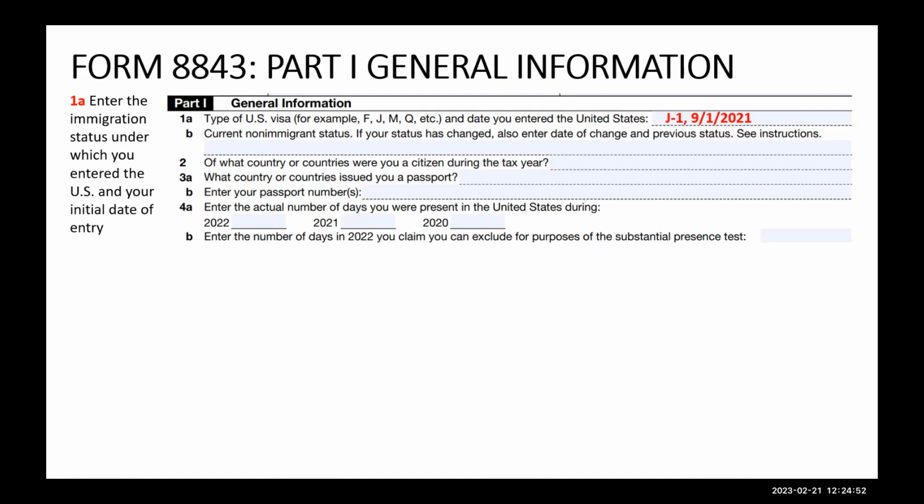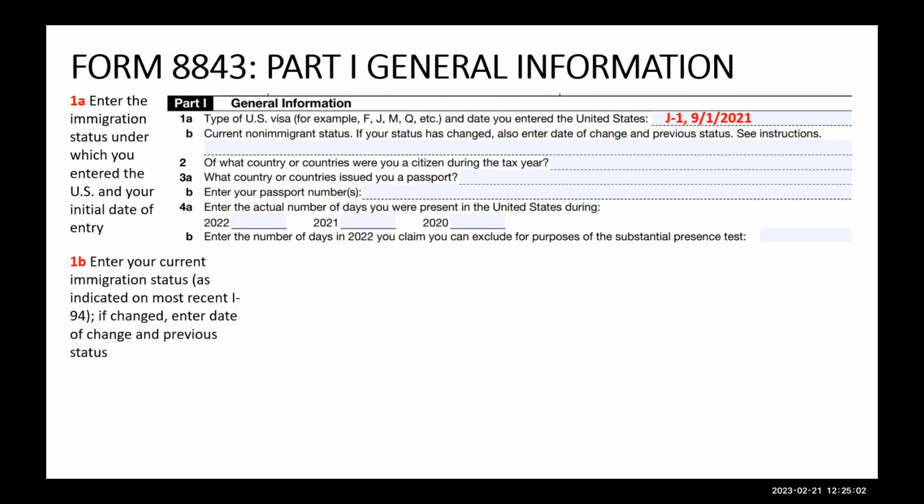Then next, they're going to ask you what your current non-immigrant status is. So here they're going to check and see if you've changed status or not. So I'm assuming most of you probably have not changed status. So you just put the same status in. If you did change, for instance, if a J1 changed to F1 or vice versa, then you would want to put in what your current one is and then enter the date of the change and the previous status that you held.